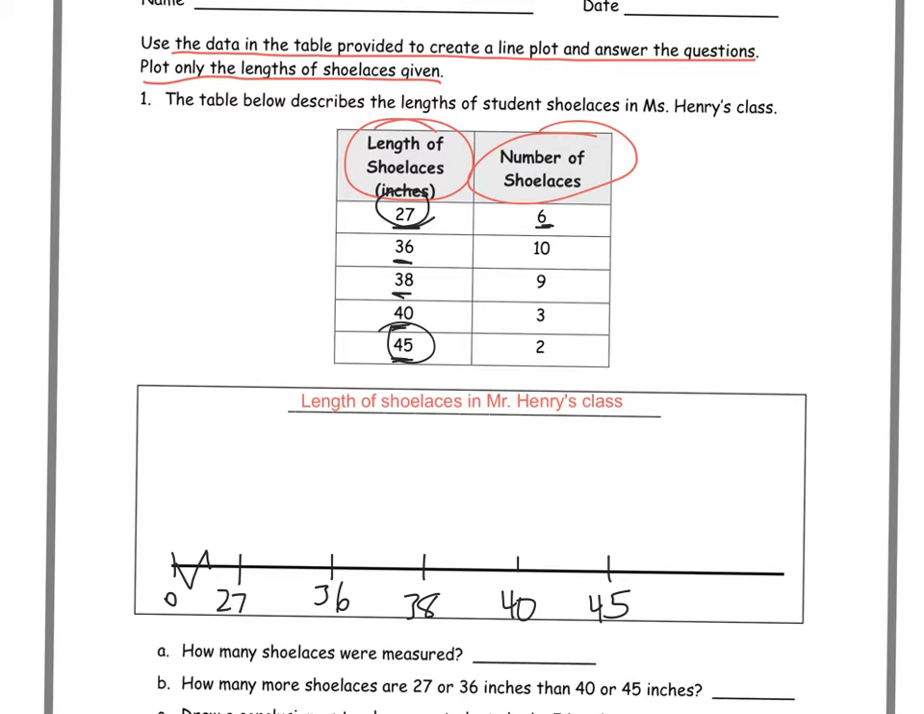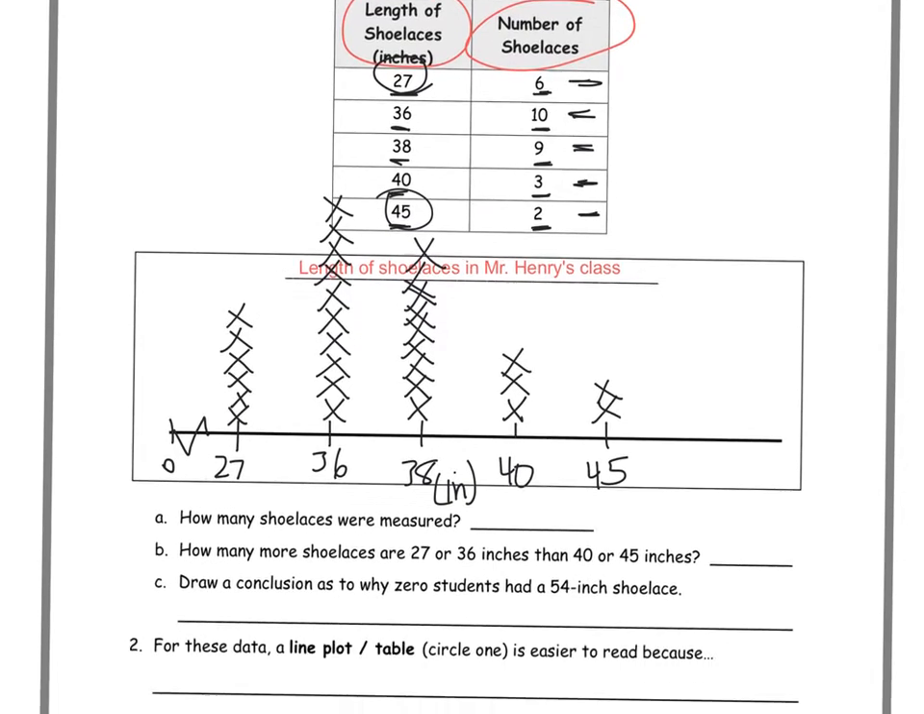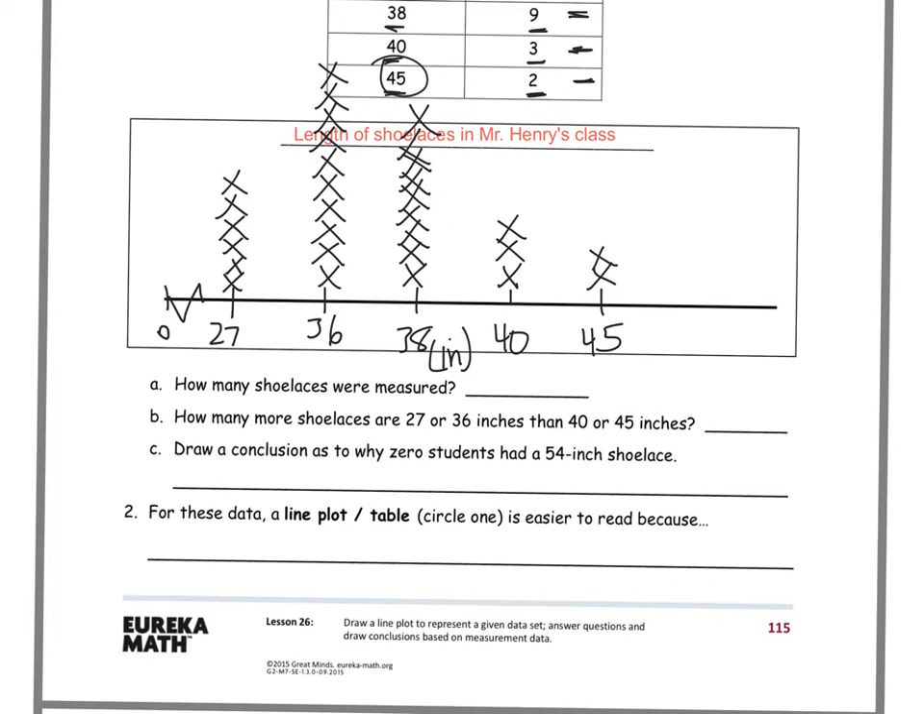So 27 is going to have 6 x's. 36 will have 10. 38 will have 9. 40 will have 3. And 45 will have 2. So there they are. And I put in these numbers for each of these lengths. And I also want to put in inches down here to show what the lengths are. So now, let's go down and let's answer some questions on this.